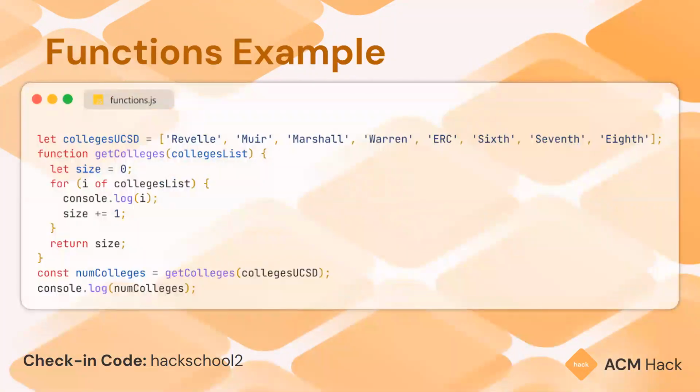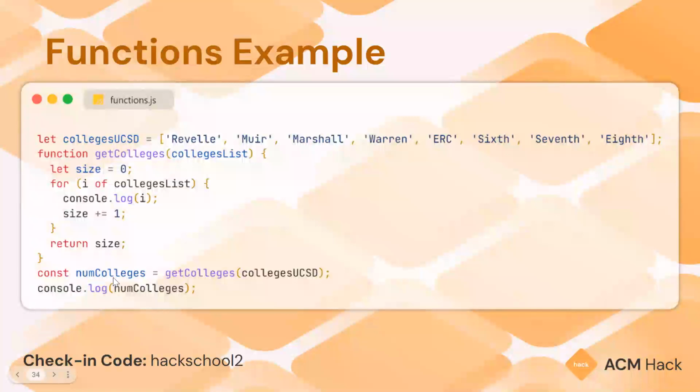So an example is we have a list of colleges again, and we have this function called getColleges. We just want to get all the colleges in that list. So we have this parameter or argument called collegesList. And inside the function, we set the size equal to 0, and then we have a forEach loop. We're looping through whatever list is passed into the parameter. We loop through that, and we log each item and increase the size by 1 to keep a count of how many items there are in that list. And at the end of this function, we just return the size.